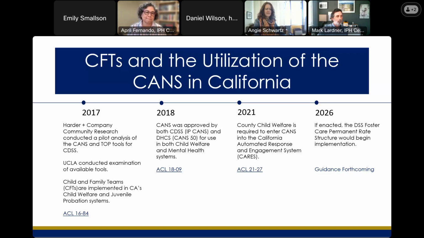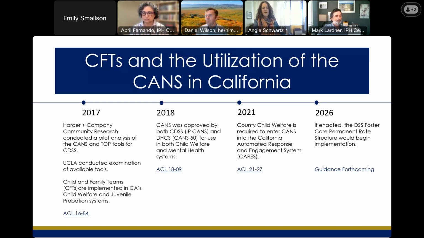In 2018, following that assessment and study, we did select the CANS, and we chose the IP CANS, and DHCS also aligned with the CANS 50 to support the child welfare mental health screening component of our processes within the context of a child and family team. You can see the historical guidance that was released that related to those decisions, ACL 16-84 in 2017 and 18-09 in 2018. And then in 2021 is when we released the guidance that required the CANS to be entered into the CARES system. You can see that reflected in ACL 21-27.